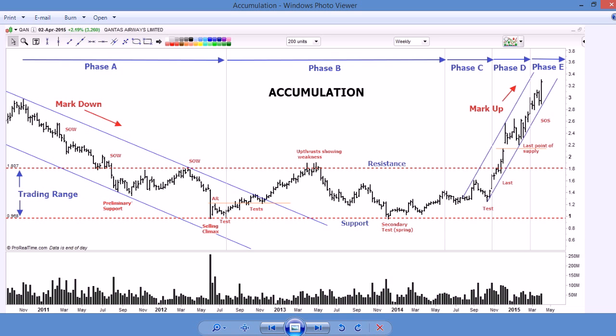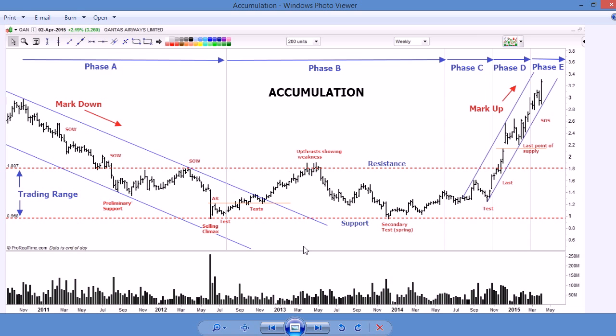Okay, so what is accumulation? Very simply, it's the buying up of stocks by the professionals in the market after a bearish move. And it's usually done in a manner that doesn't attract attention. And the reason for this is that the professionals don't want to move the price of what they're buying against themselves and have to pay higher prices.